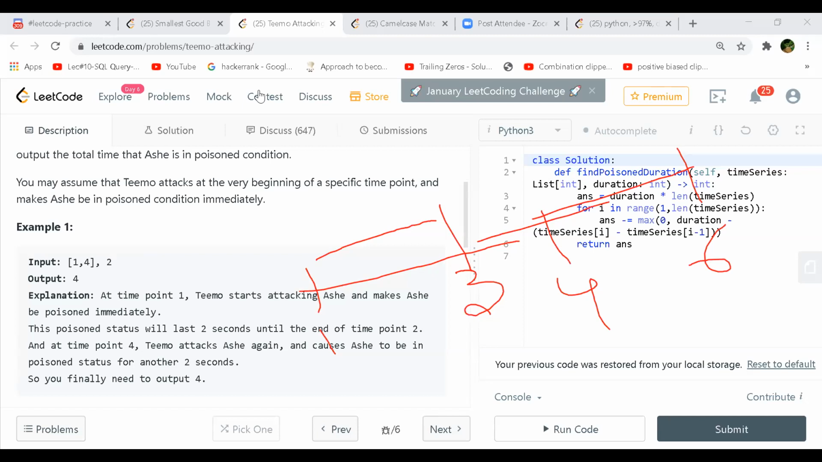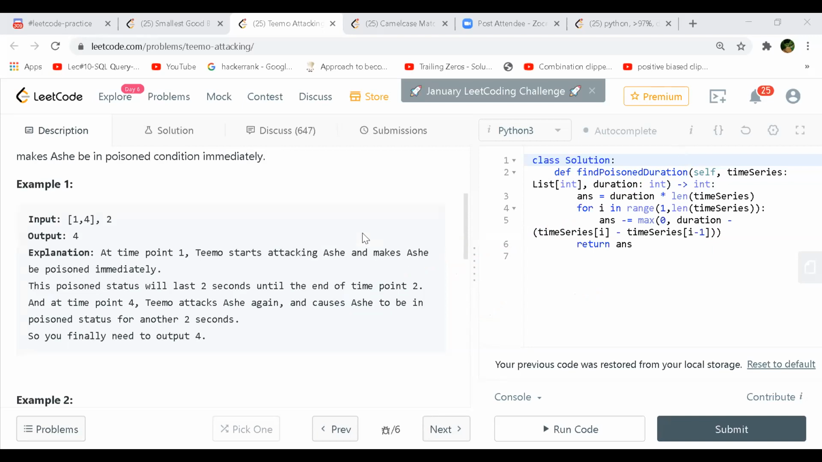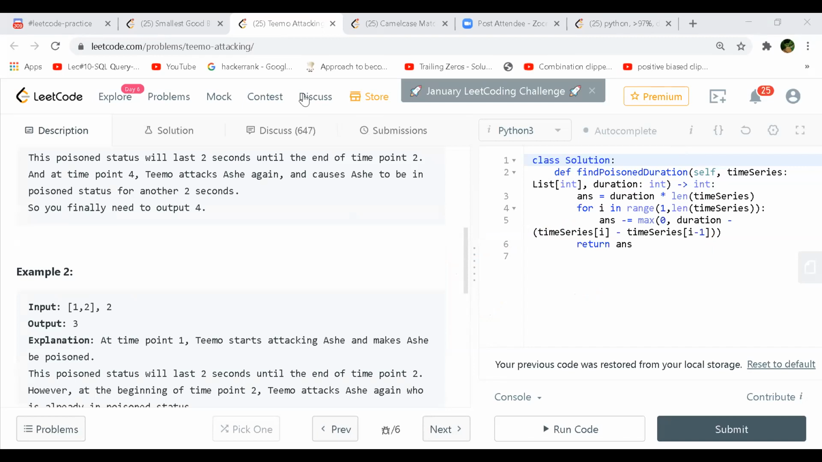Then again at 4 there will be another poison attack. That will last for 2, and they are not overlapping, and therefore 2 plus 2 will be 4 in this case, correct? In the second example, I think it overlaps, and therefore the answer is 3.